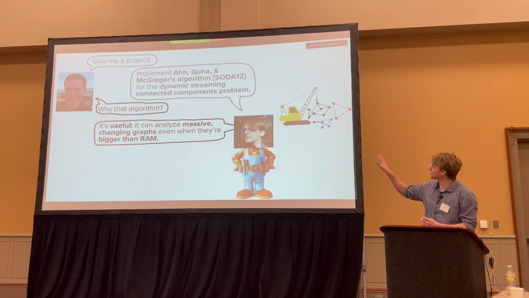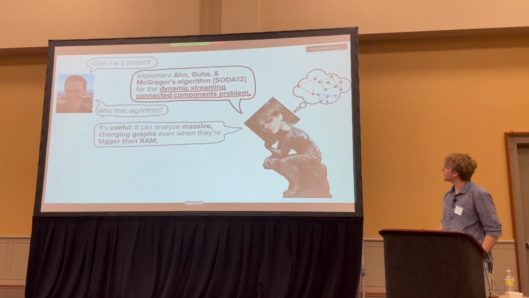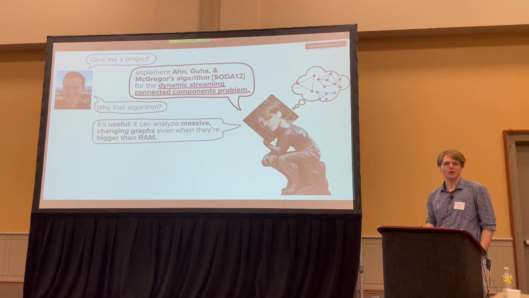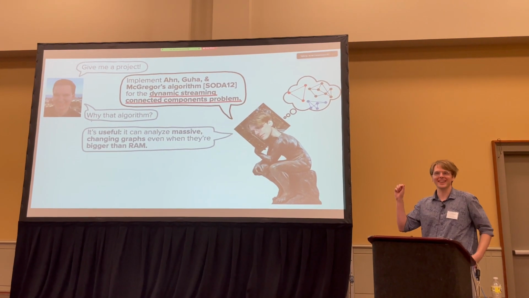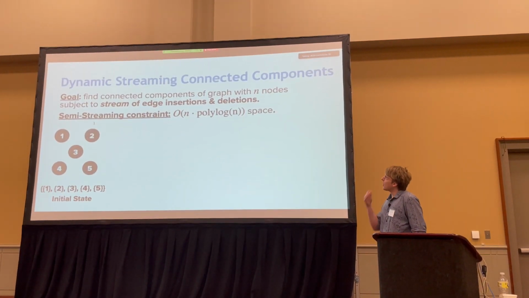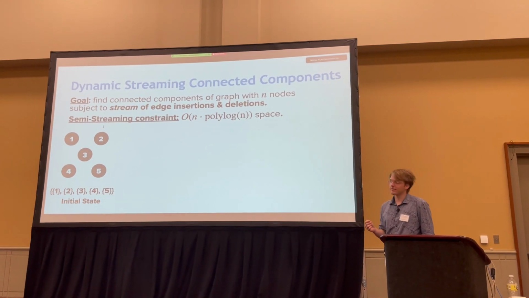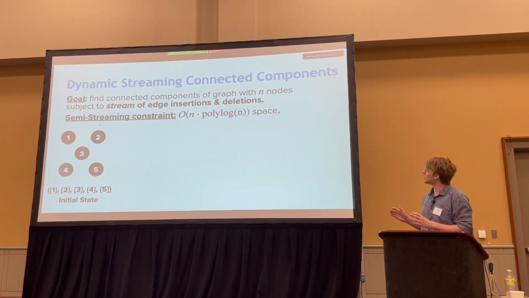So I'm going to give a little bit more detail on this story and then get into what happened after. So first, I just want to define this problem that this beautiful algorithm solves, which is the dynamic streaming connected components problem. This is a little theory for a second, and then I get into some fun system stuff. So in this problem, our task is to find the connected components of a graph with n nodes. And this graph is subject to a stream of edge insertions and deletions.